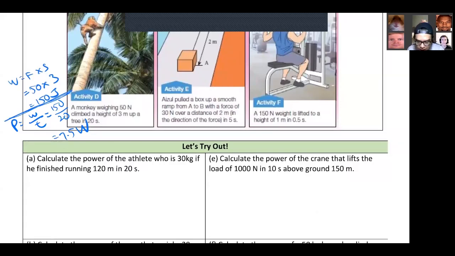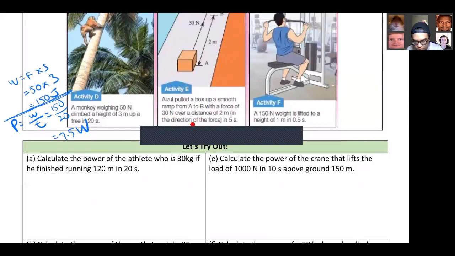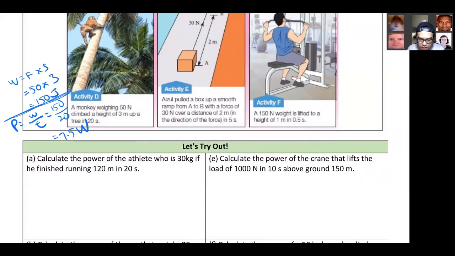Okay, let's look at activity E. Aizu pulls a box up a smooth ramp from A to B with a force of 30 Newton over a distance of 2 meters in the direction of force for 5 seconds. Let's calculate the work done first. Force times displacement. Force is 30, displacement is 2, so you get 60 joule. And then for power, it is work done divided by time, so 60 divided by 5. So you should get 12 watt. Just one more step, you just divide by time.